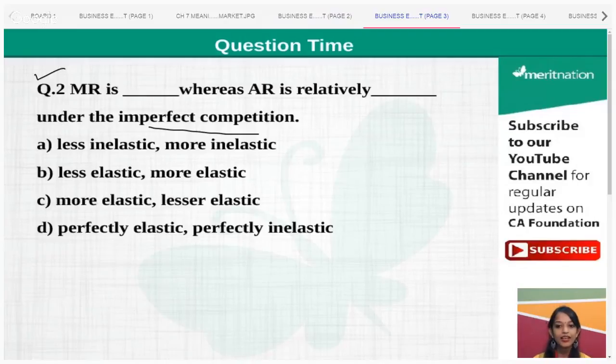Come on. What is the correct answer? A, B, C, or D? What is the shape of MR and AR, guys? Is MR elastic and AR inelastic, or what? Come on, everyone. Give me the correct answers.